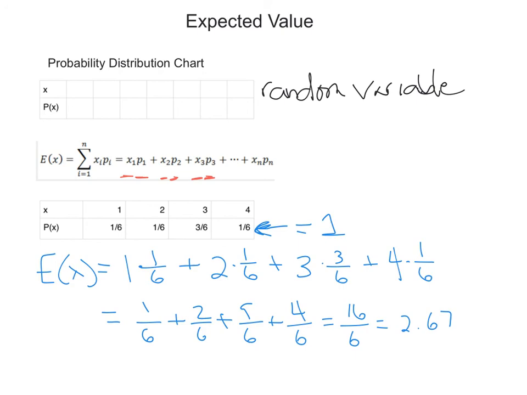What this means is that my expected value, if I'm looking at all of the different random variables, is going to be 2.67. And the truth is once you have your probability distribution chart, expected values are probably the easiest probability problems that there are to do.